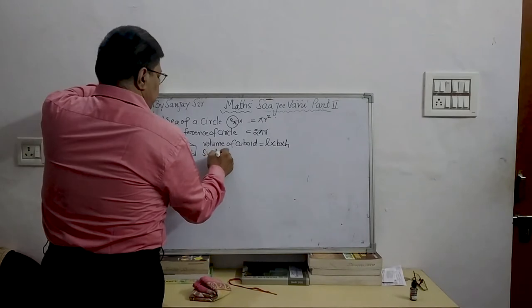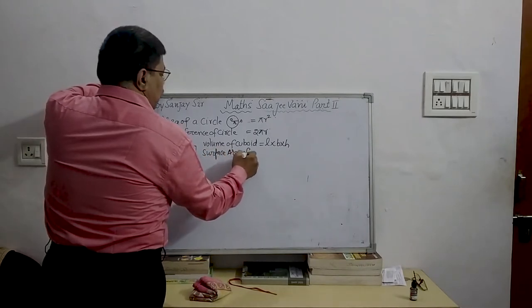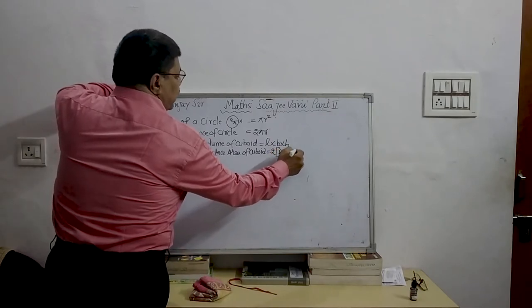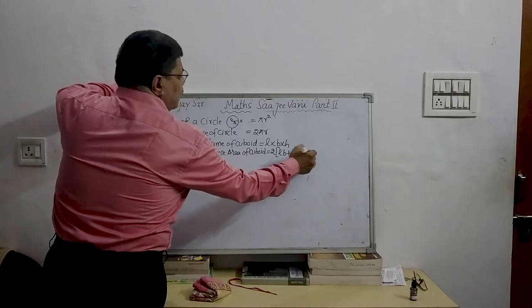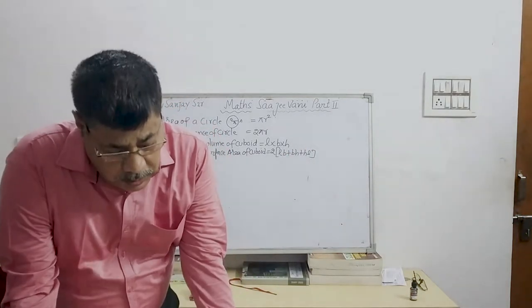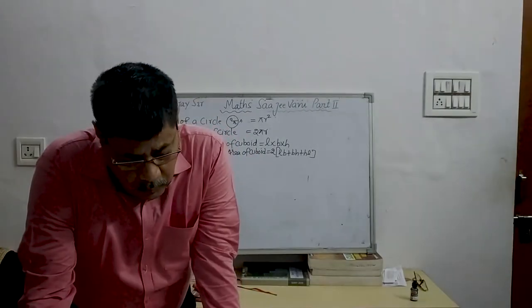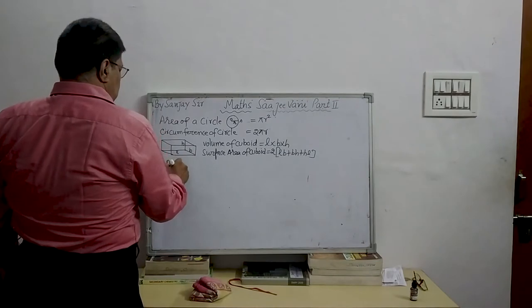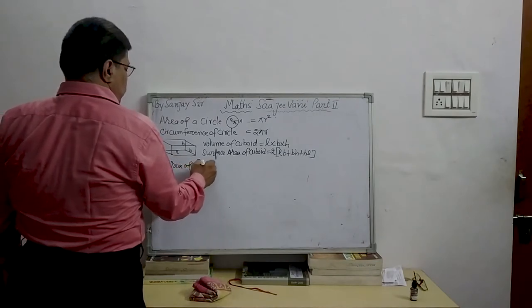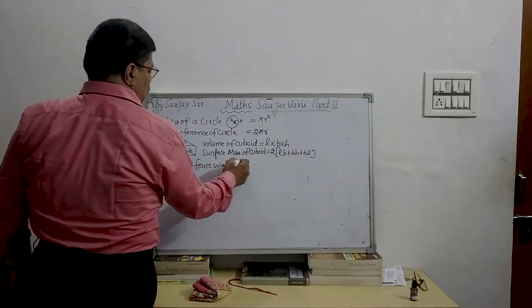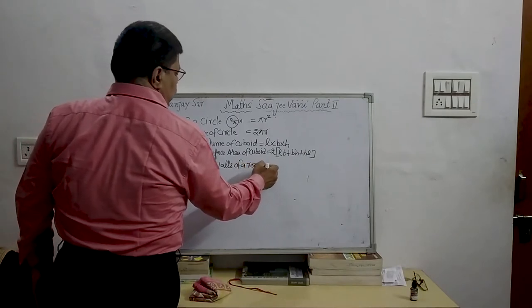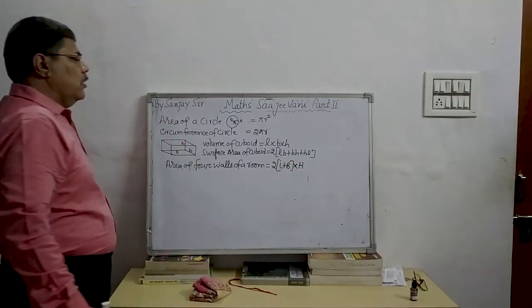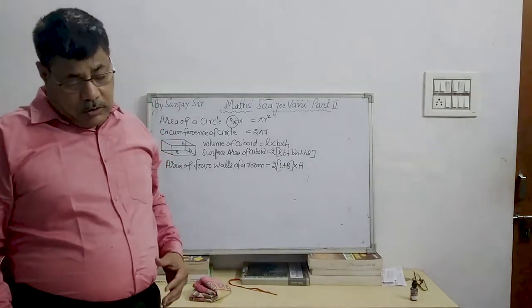Then the surface area of a cuboid will be 2 times length into breadth plus breadth into height plus height into length. By this way you can find out the total surface area of a cuboid. Now how will you find out the area of four walls of a room? This will be 2 times length plus breadth into height. By this formula, you can find out the area of four walls of a room.